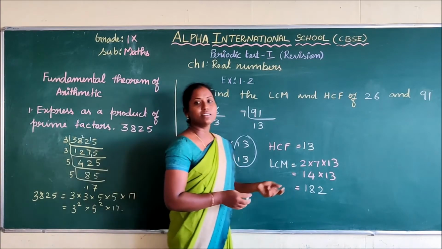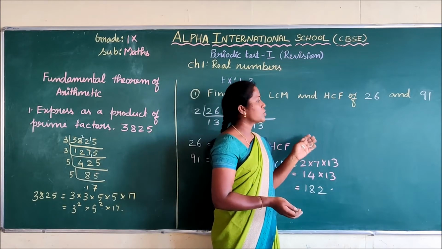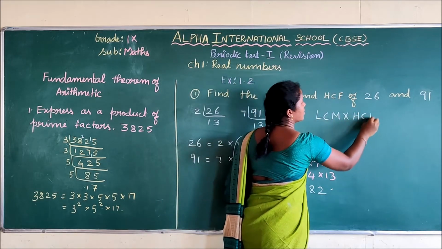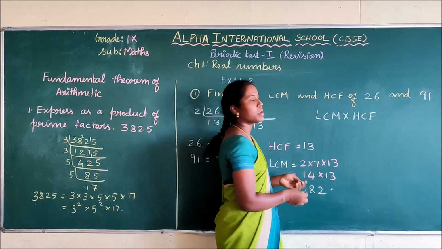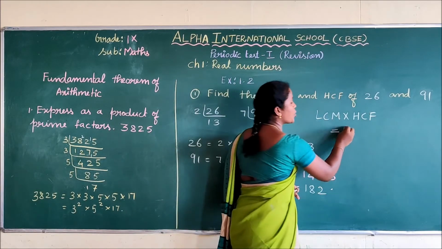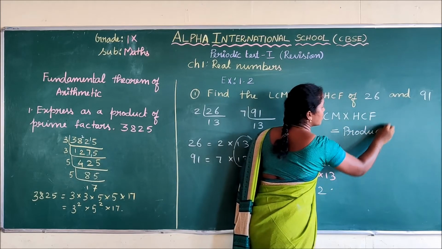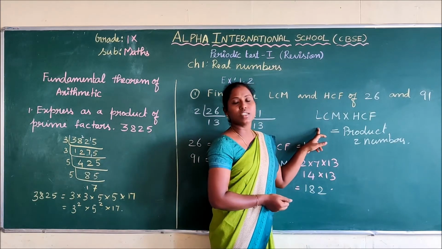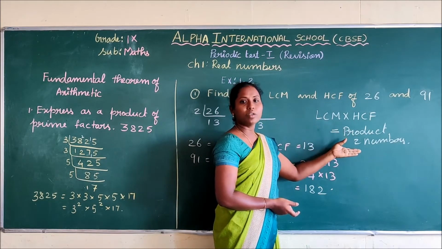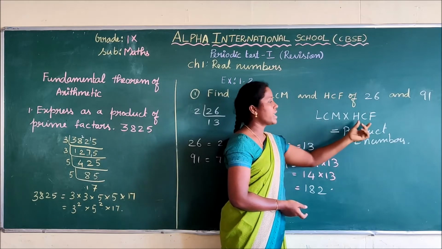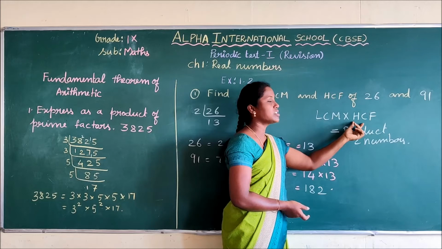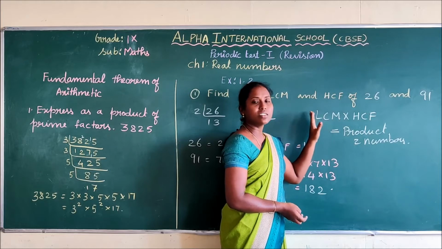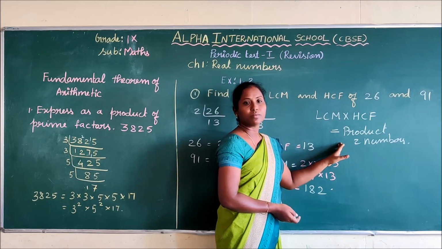Another concept we have to use in this exercise to solve the problems is LCM into HCF. LCM into HCF of any two given numbers is equal to the product of the two numbers. So remember this concept to solve the problems. For any two numbers, the product of the LCM and HCF of the two numbers should be equal to the product of the given two numbers. This relationship is also used to solve problems.